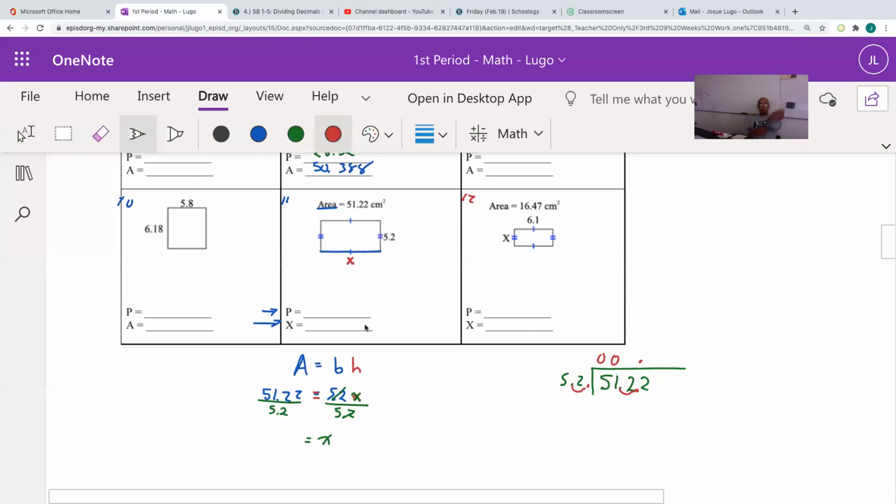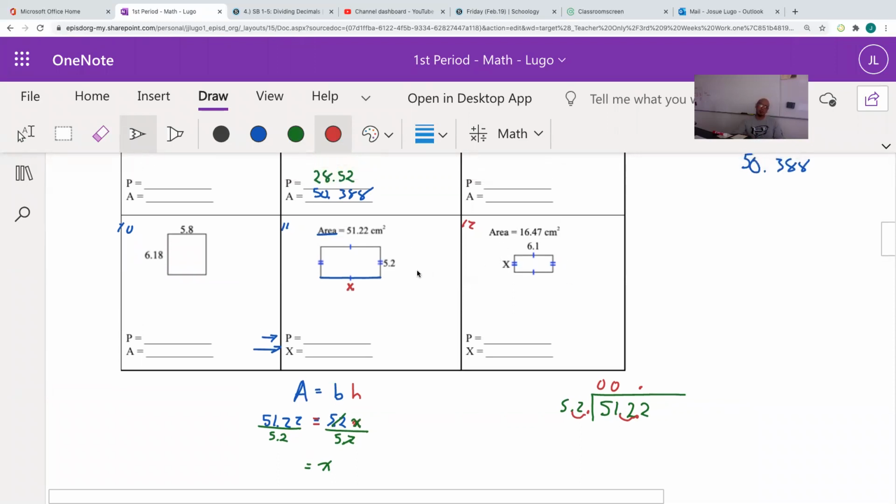So if you're having issues with that one, I do encourage you to rewind it and watch that part again, and you will do the same thing in number 12. Don't worry too much about these right now. We are going to do more like that later.